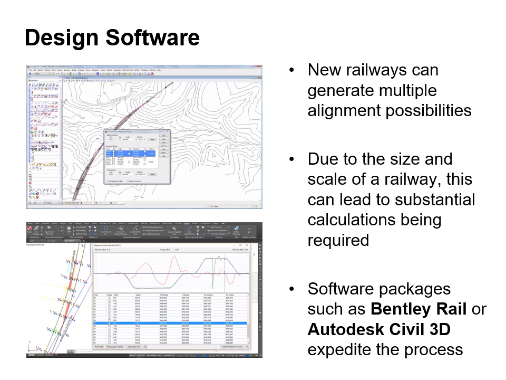So if you become a railway engineer, it's inevitable you'll have to get to grips with some design software. So new railways can generate multiple alignment possibilities. Due to the size and scale of a railway, this can lead to a substantial amount of calculations being required. So to help with that, you can use packages such as Bentley Rail or Autodesk Civil 3D, which expedite the process. A technical explanation of these softwares and how we use them is complex and way beyond the scope of this lecture. So I would suggest you spend some time looking at the Bentley or Autodesk website and find out more information on your own about the design software that's used.